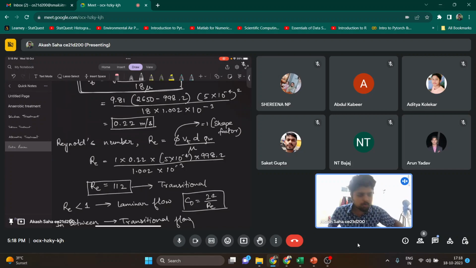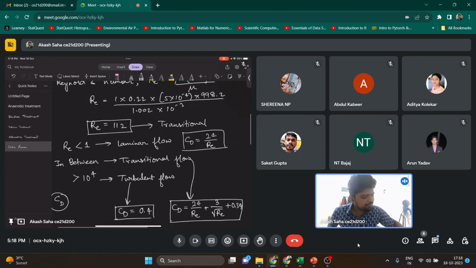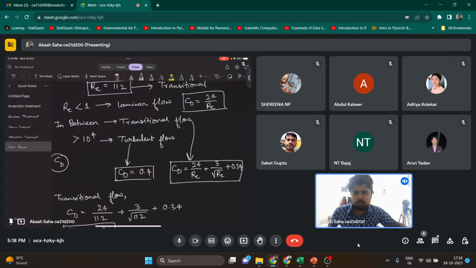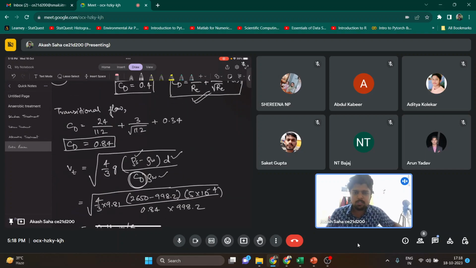And then if we know the Reynolds number, my CD value is always based on the Reynolds number. You see 24 by Re plus 3 by root Re. So always from the Reynolds number only, I will be able to find the CD value. So once I know the CD value, I can put it in the general equation and finally check whether my settling velocity is correct or not.